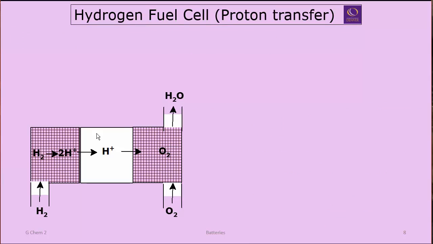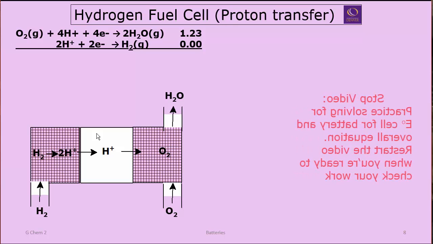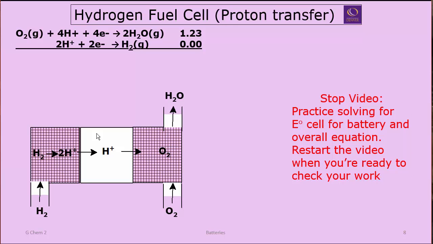And the last battery that we'd like to look at is the hydrogen fuel cell. Again, I'm going to show you the half reactions. I'd like for you to stop the video and practice determining which reaction is associated with the anode, and which is associated with the cathode. Try to rearrange the equation, get the overall equation, and figure out the E cell. So stop your video. When you're ready to check all your work, you can restart.